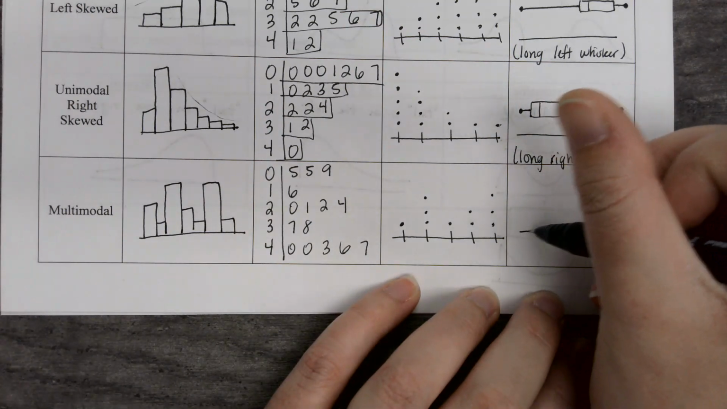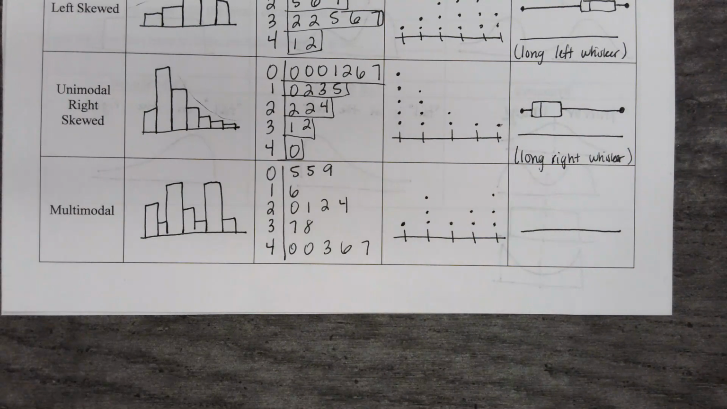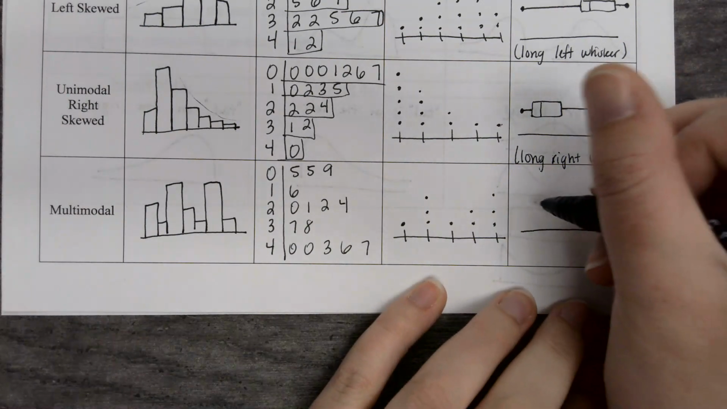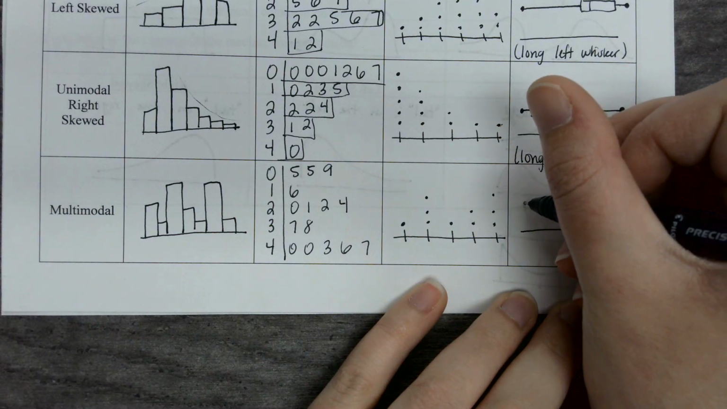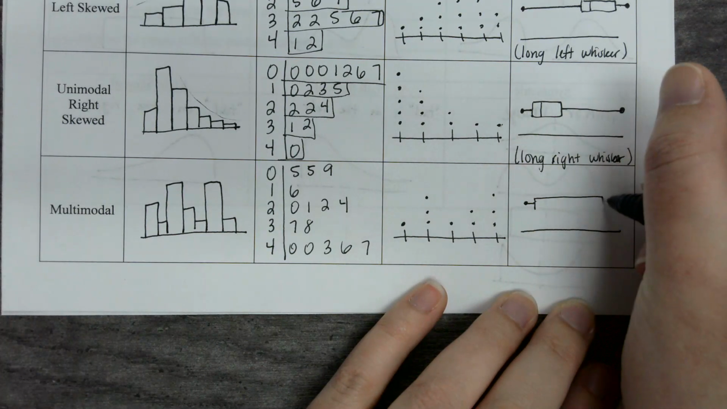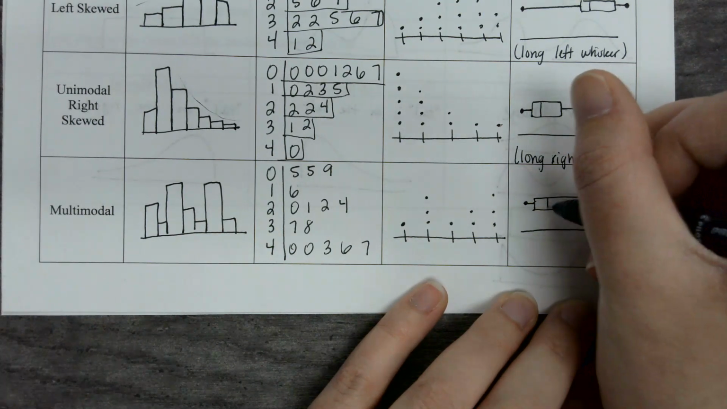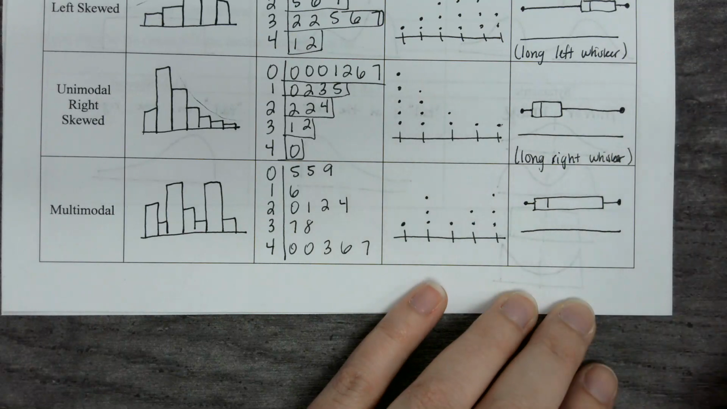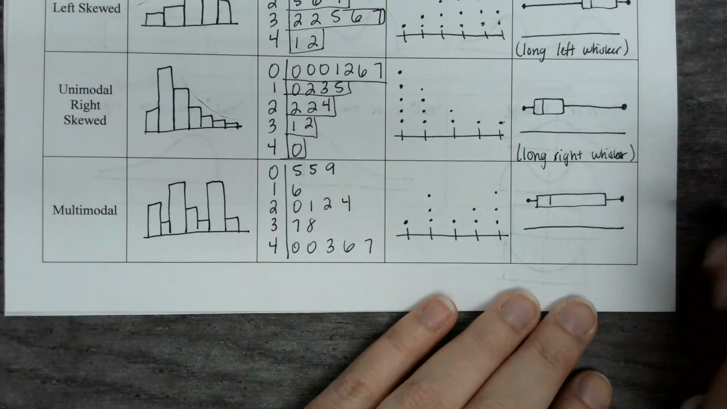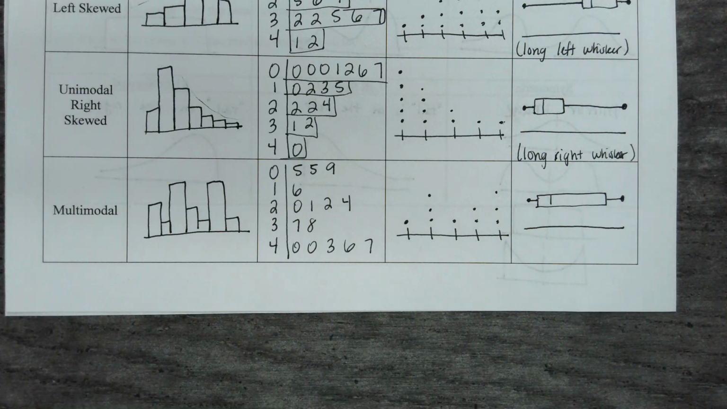Now, this is going to be very similar to our bimodal distribution. So when we talk about bimodal, we might be looking at something like really short whiskers and then a long box on either side. So it's very similar to our bimodal.